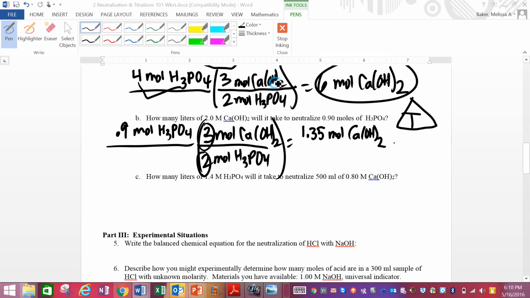Okay, so let's figure out here, using our little molarity chart, if we want to know liters, we can do moles divided by its molarity, so 2 moles per liter, and that's going to give us how many liters we would need to neutralize that acid. This comes out to be 0.68 liters.